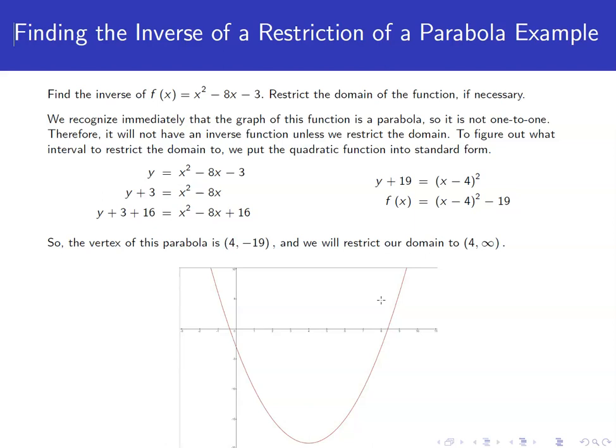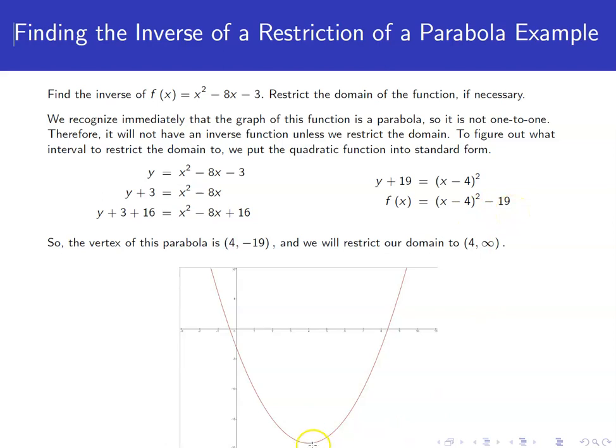To do that, let's put this in standard form so we can determine where the vertex is. So let's complete the square. Let's move the 3 over to the left-hand side to clean some things up. We've got x squared minus 8x on the right-hand side. Divide by 2 and square it gives us 16. If we add 16 on the right, we need to add 16 on the left. So we get y plus 19 equals x minus 4 quantity squared. Subtract the 19 over, and we'll get the function in standard form as f of x equals x minus 4 quantity squared minus 19. So the vertex of the parabola is 4, negative 19.